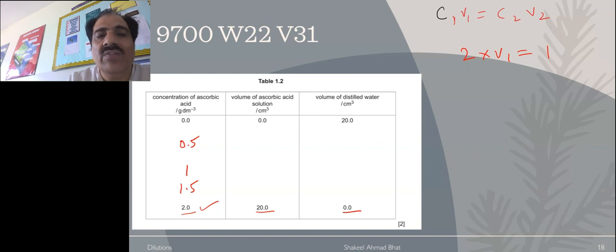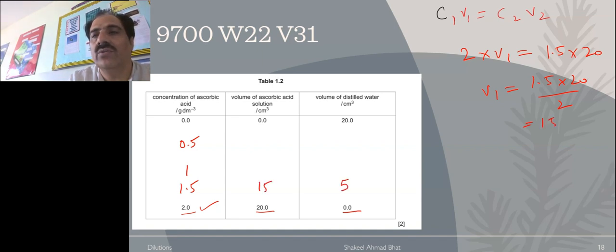Now in order to make 1.5% solution, C1 is 2 into V1 we have to find, equals C2 is now we need 1.5 times V2, we need total of 20, because we are taking this example where we have to make the total solution 20 centimeter cube. So we will see that we need 15 centimeter cube of the stock solution, and to this we will add 5 centimeter cube of water, because 20 minus 15 is 5.